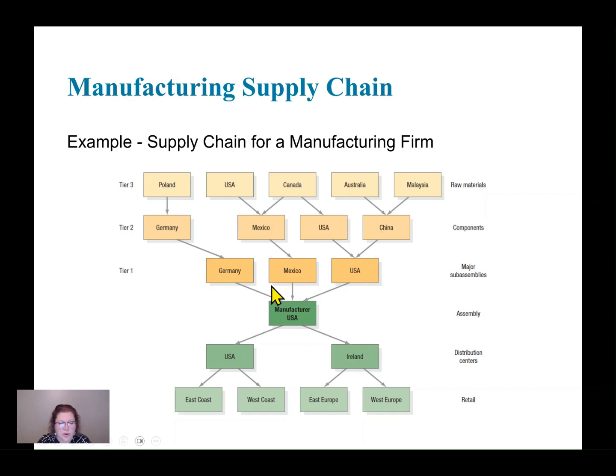And then, of course, as we work forwards in the supply chain, we can have distributors both in the US and abroad, and have various retail outlets that those distributors provide product to as well.